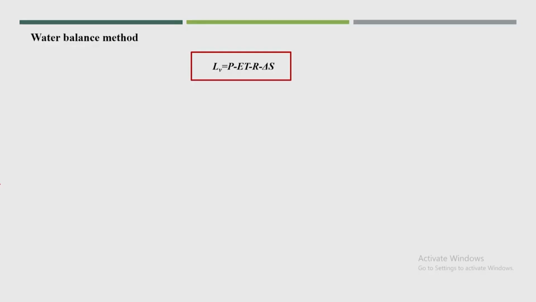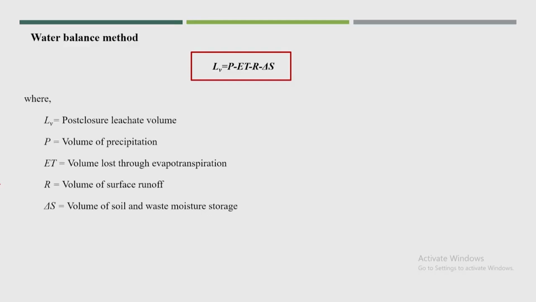We can simply calculate the post-closure leachate volume by subtracting from the volume of precipitation the volume loss through evapotranspiration, the volume of surface runoff, and the volume of soil and waste moisture storage. If you know these things, we can easily calculate how much leachate could be produced.